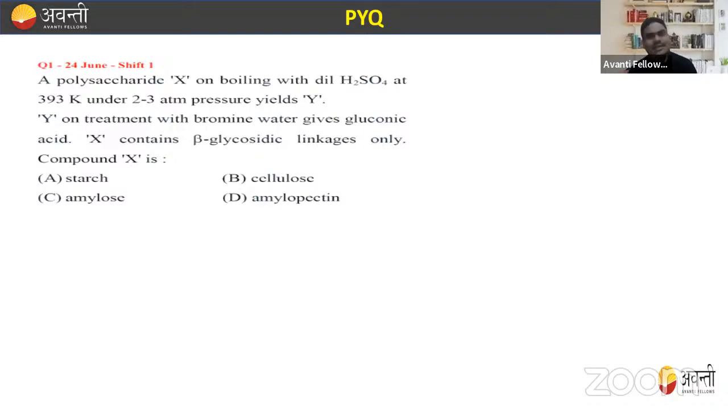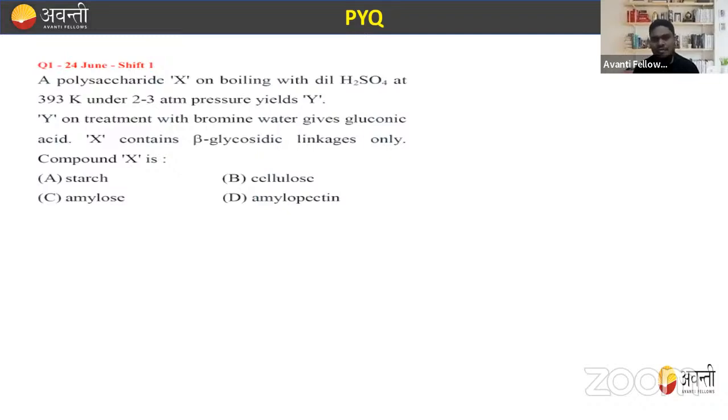Okay, so a polysaccharide on boiling with dilute H2SO4 at 393 Kelvin under 2 to 3 atm pressure gives Y. Y on treatment with bromine water gives gluconic acid, right? Now, X contains beta glycosidic linkage only. You have to identify the compound X. What the compound X is, right? Starch, cellulose, amylose, amylopectin.